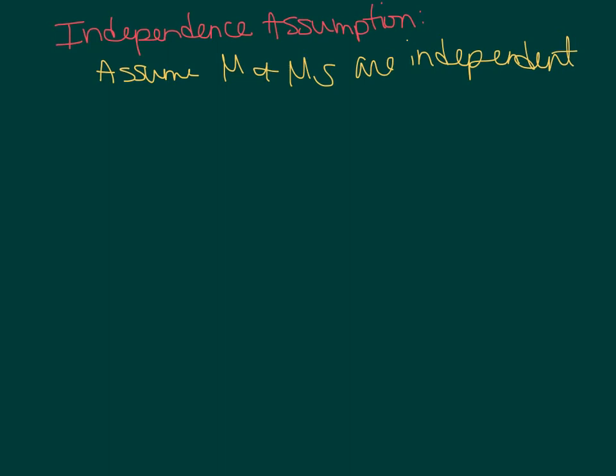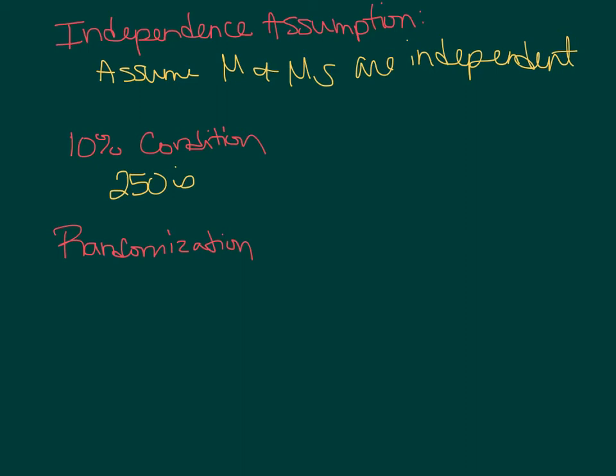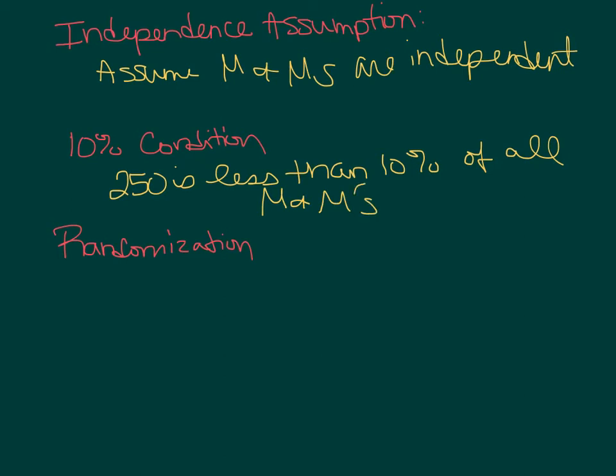So the alternative to the independence would be the 10% condition and the randomization condition. So the 10% condition is actually pretty easy as long as you remember to do it. We would just say that 250 is less than 10% of all M&Ms. And this would be of all M&Ms in the world, which is definitely true. There's a lot of M&Ms out there.